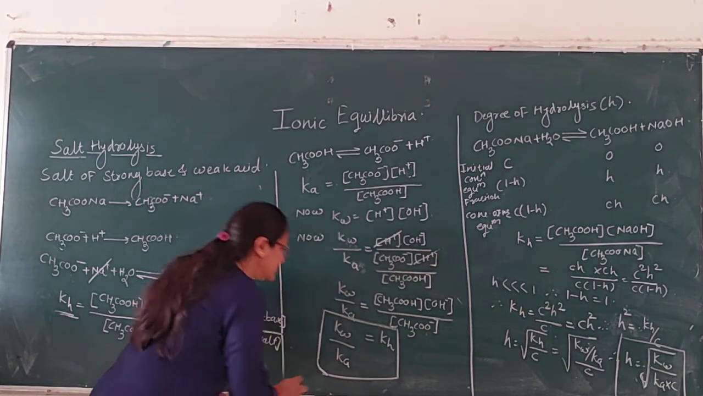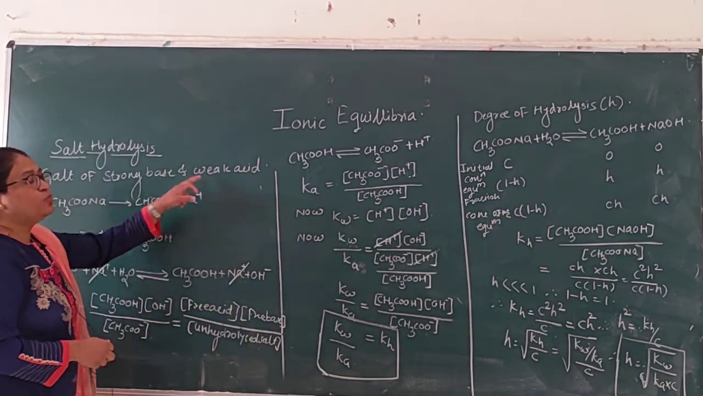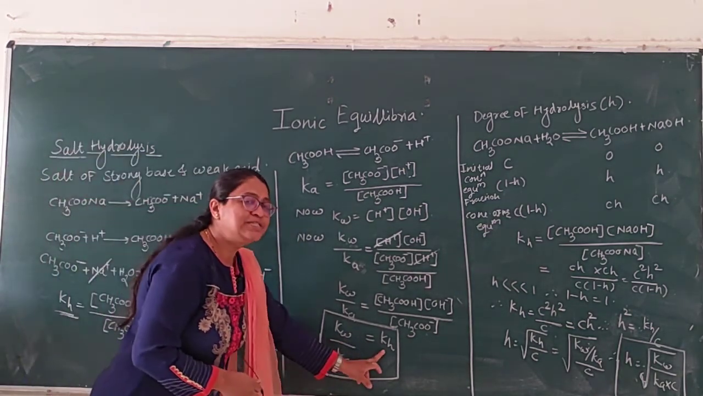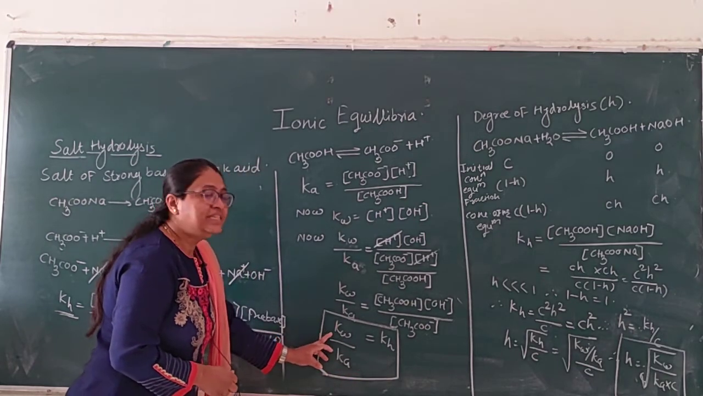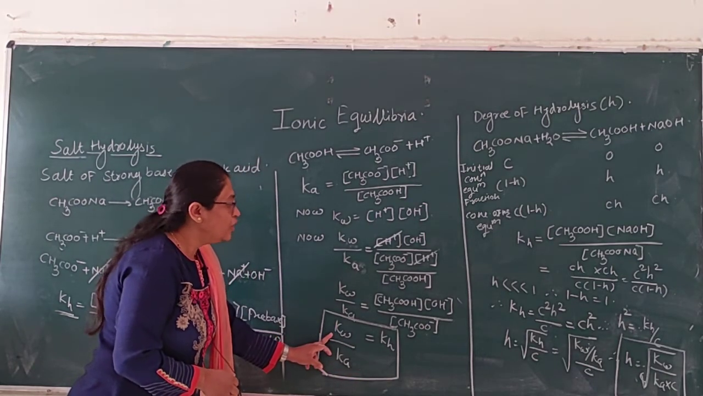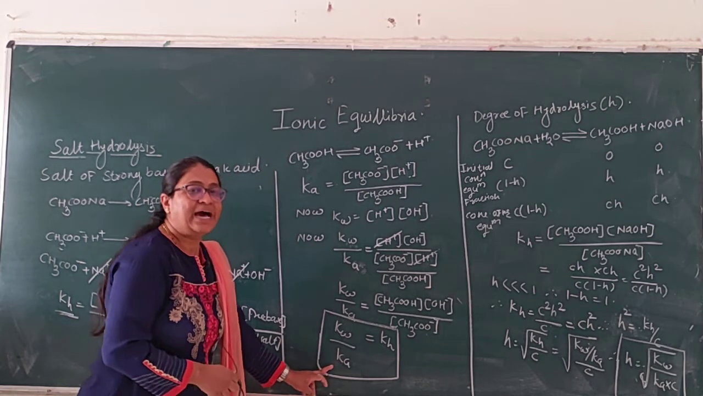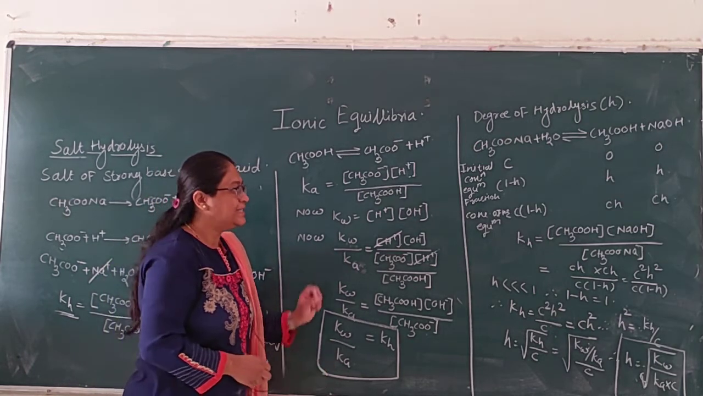For the salt of a strong base and weak acid, the hydrolysis constant is equal to the ionization constant for water divided by the ionization constant of the acid.